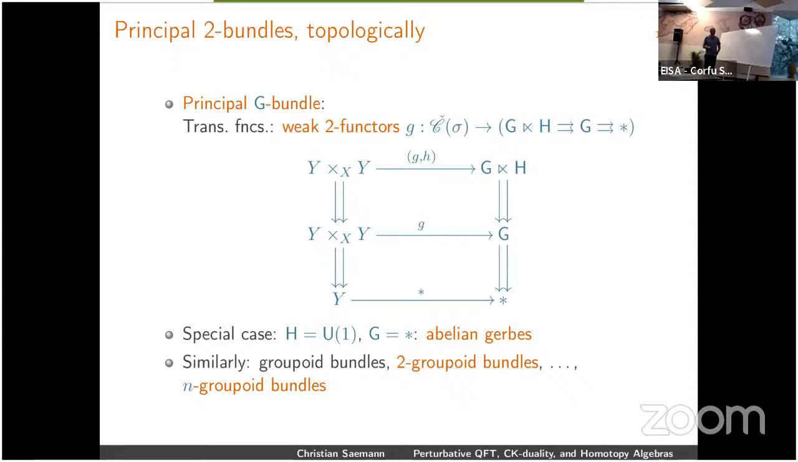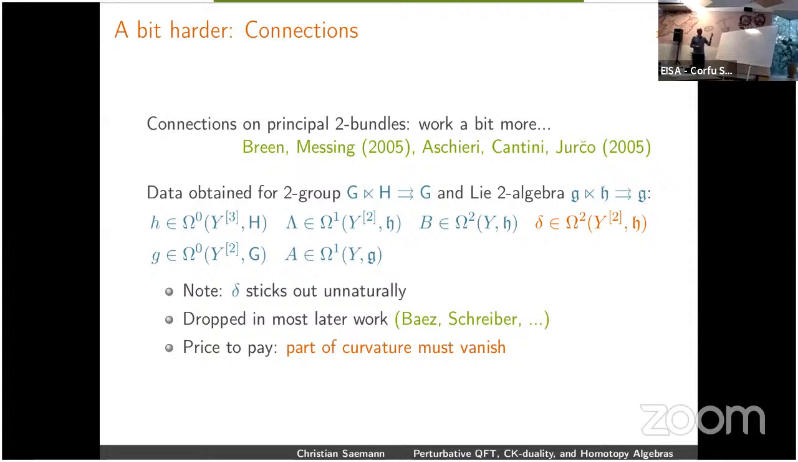Okay, so for connections, you have to work a little bit harder. You'd have to do slightly more general things. And the pioneers here were certainly Breen and Messing, and Aschieri, Cantini, Jurčo. So we are happy to have two of the pioneers here from back in 2005 in the audience.